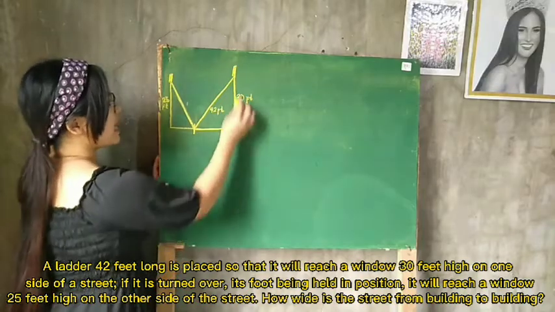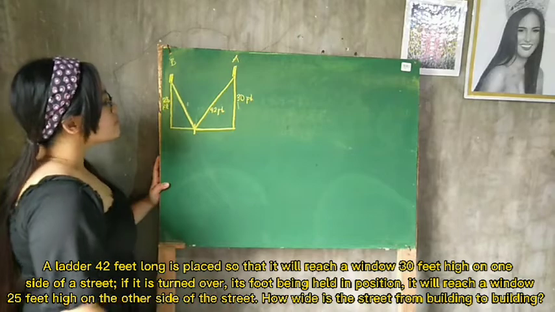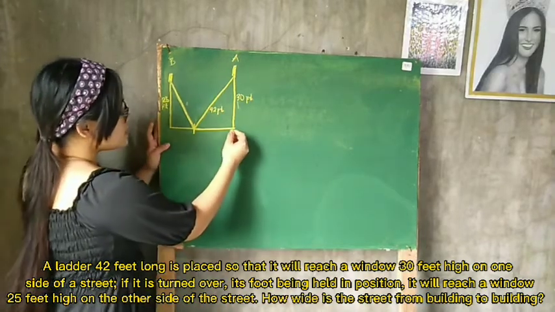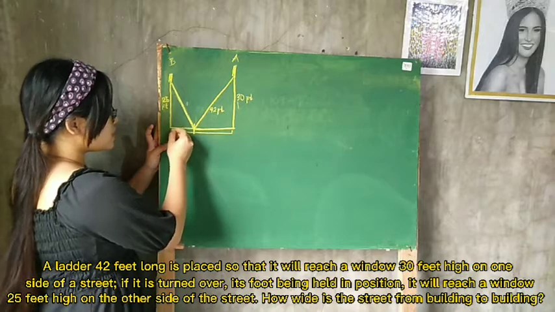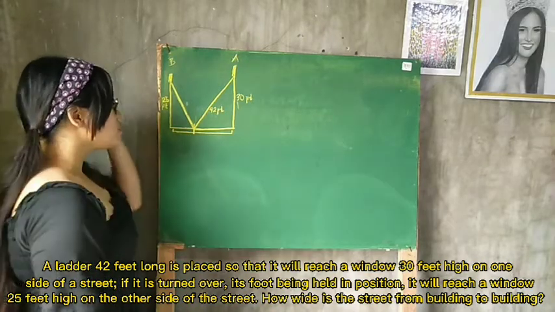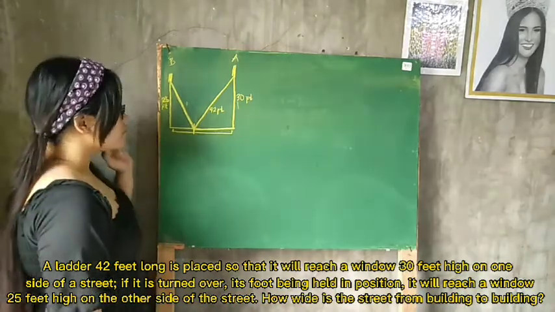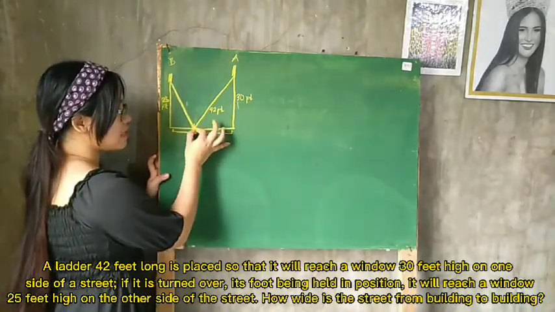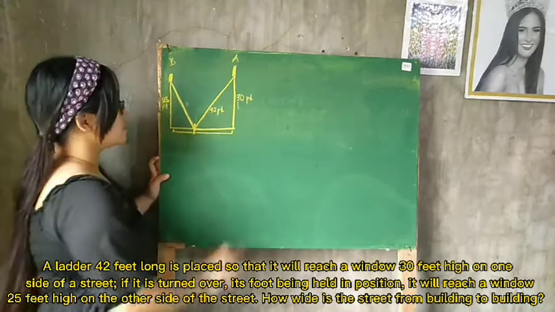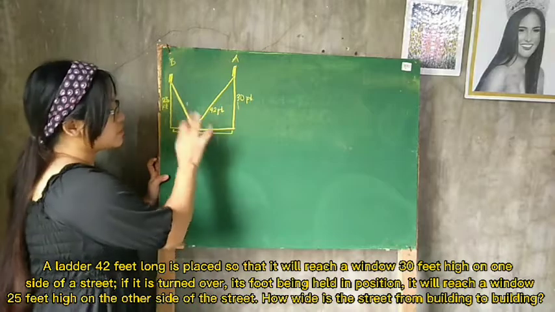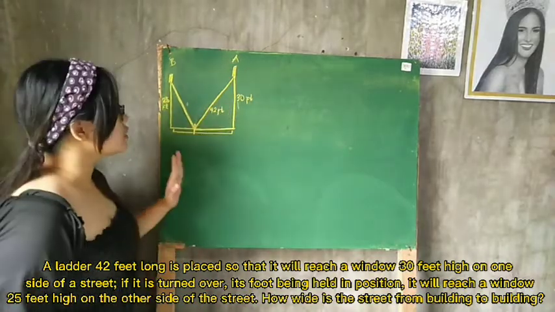So this is building A and this is building B. Let's assume this is the distance between building A and B. In order to solve the distance between the two buildings, we first have to solve the distance from the foot of the ladder to building A, and the foot of the ladder to building B. But let's solve building A first.